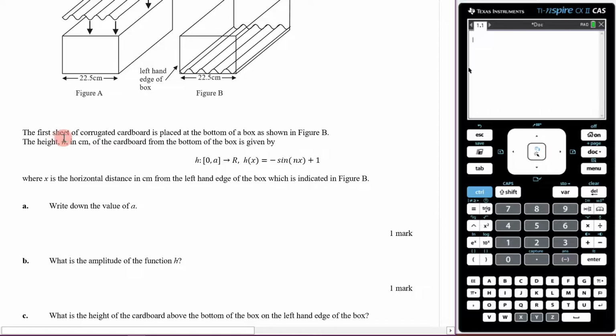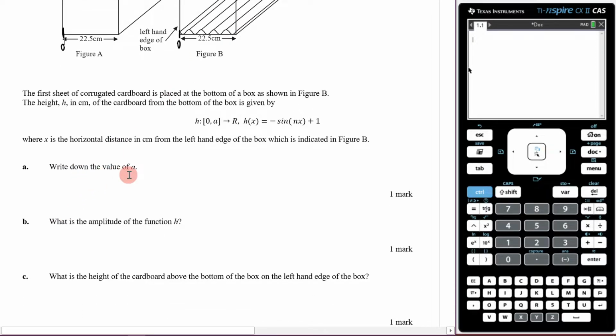Okay, the first sheet of corrugated cardboard is placed at the bottom of the box, as shown in figure B. The height, h in centimeters, of the cardboard from the bottom of the box is given by this right here, where x is the horizontal distance in centimeters from the left-hand edge of the box, which is indicated in figure B. So it's starting from this point here. All this is saying is that this here is 0, and then going that way, it's going up. So that's kind of how we're reading it. This is 0.